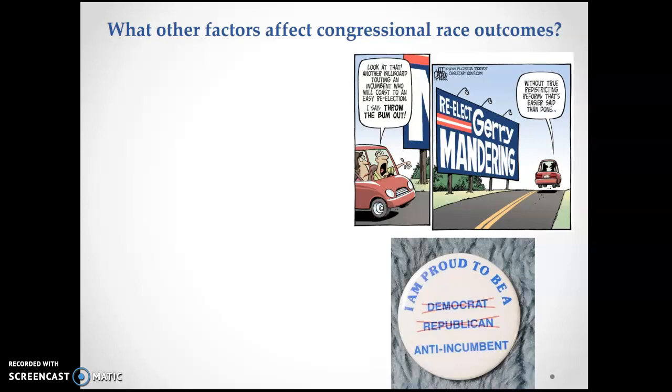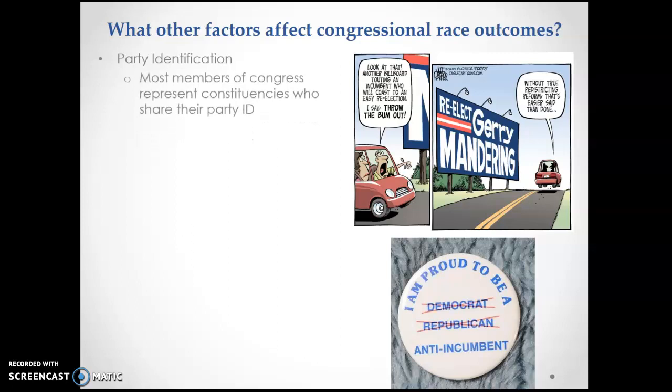And so today I just want to pick up with what other factors affect congressional race outcomes. So if incumbency is one of the largest, what else has a role to play in deciding who wins? The next most powerful, and arguably the most powerful, is a candidate's party identification, right? Party identification, whether you're a Democrat or a Republican or an independent, even, you represent a brand.